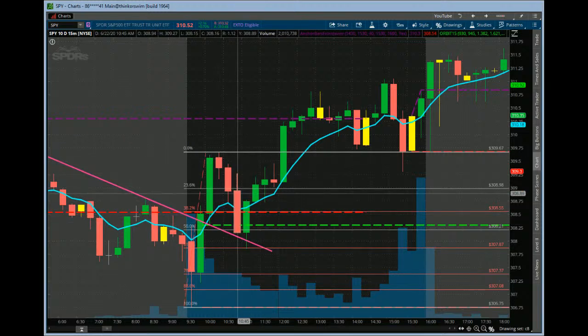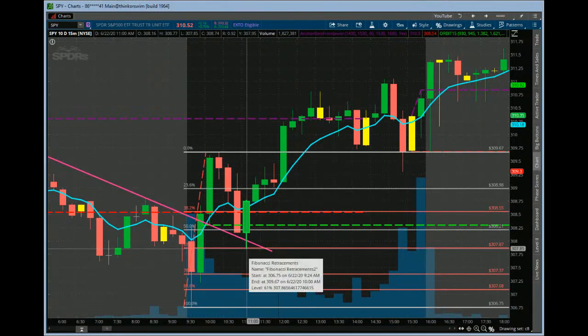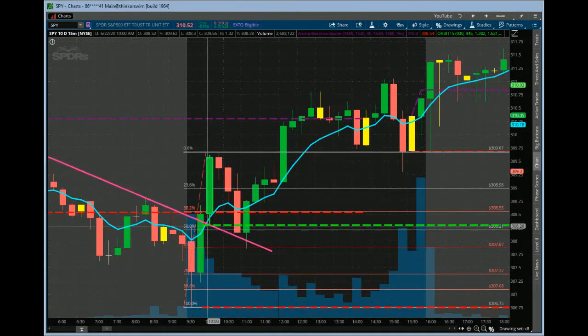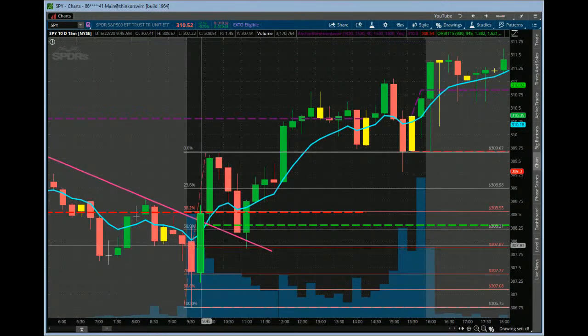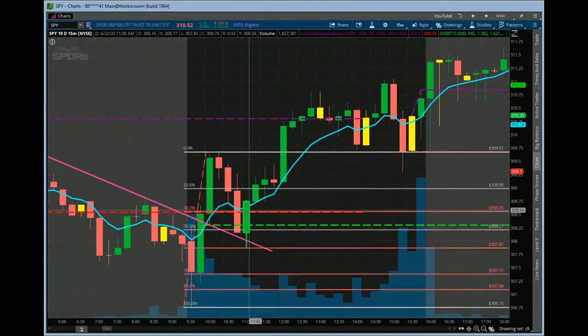So why did this pullback become viable? Well, we pulled back almost precisely on this move up to the 0.618, the 61.8% Fibonacci. So we pulled back there. And how do you get in on that? Do you just buy it at the low? You can, and it's actually a pretty low risk, high reward potential.